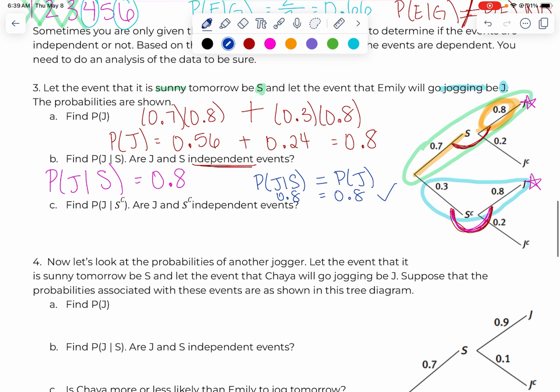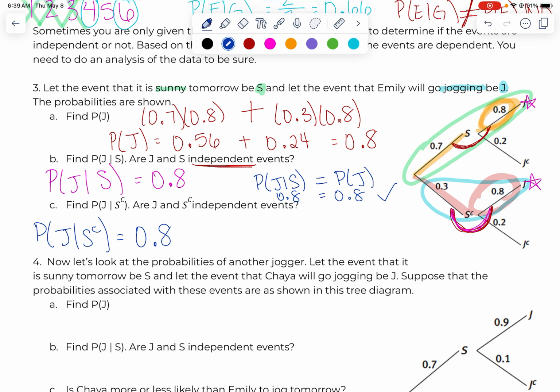All right. Now, find the probability of J given S complement. Remember, complement means not S. So the probability of J given S complement, we're going to follow the pathway for S complement, but we only want this J part. We only want that branch. So that's 0.8.